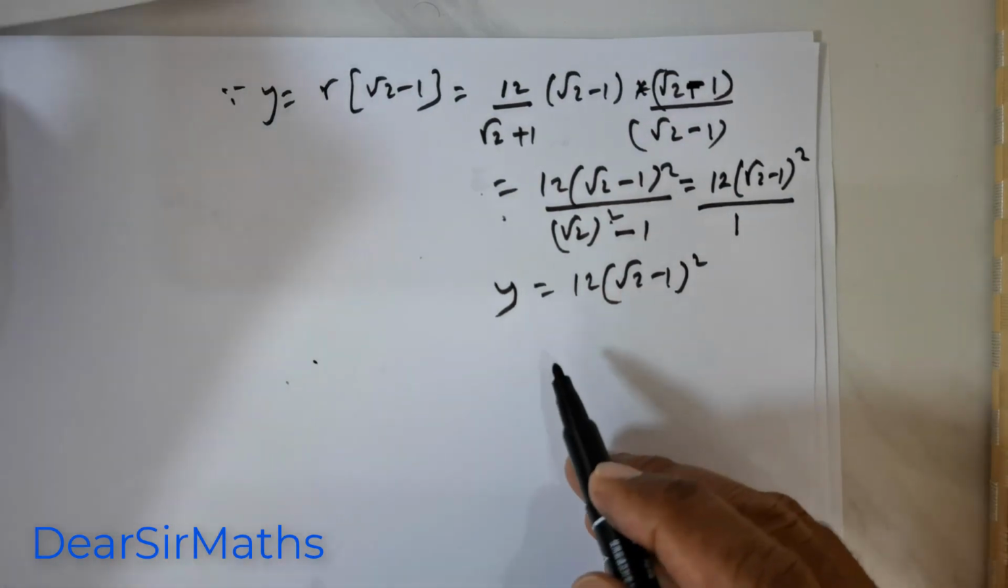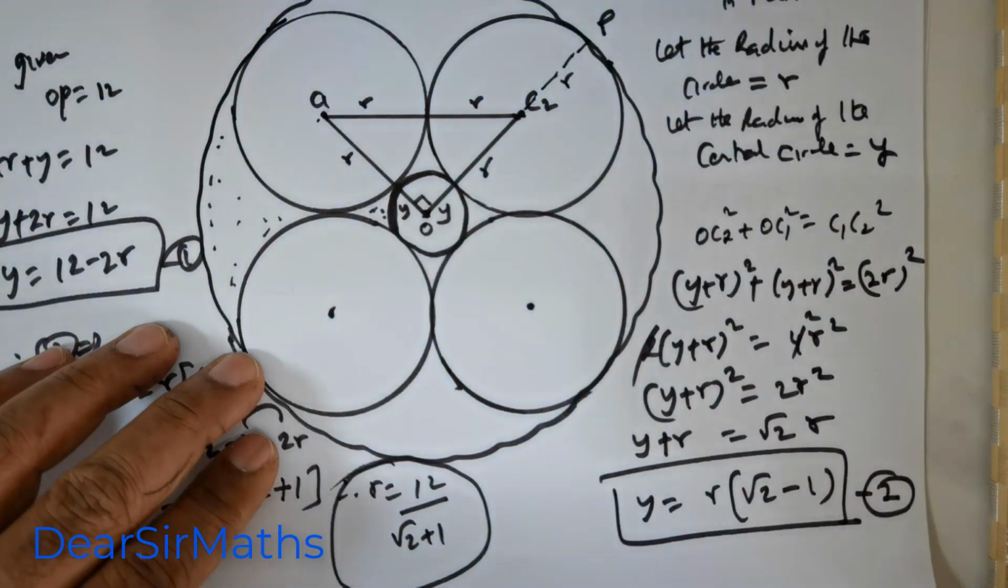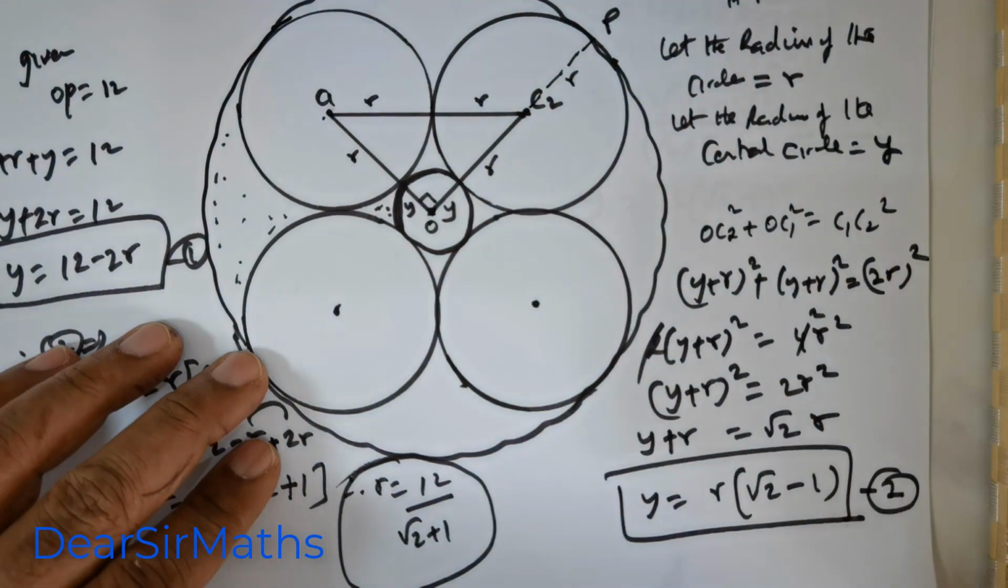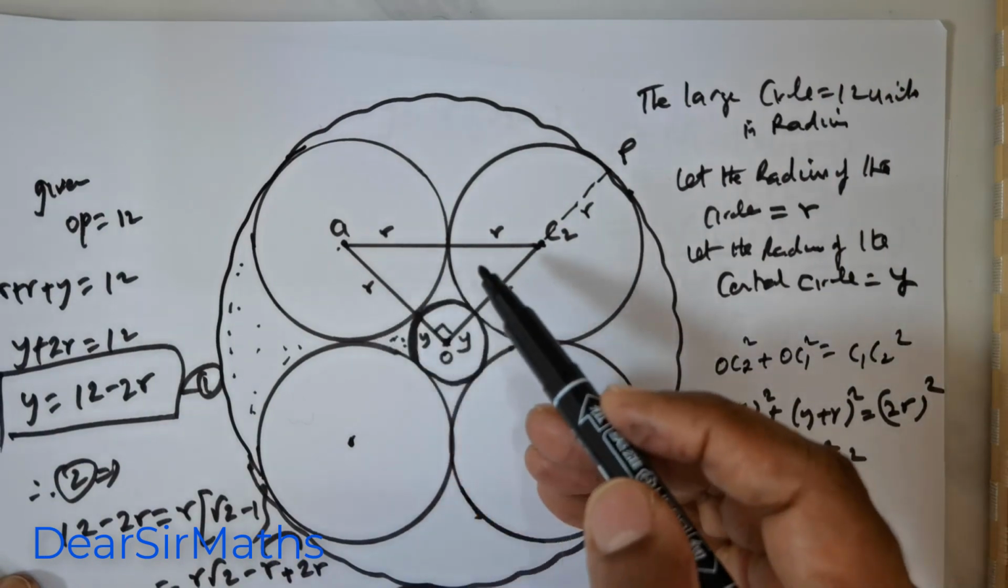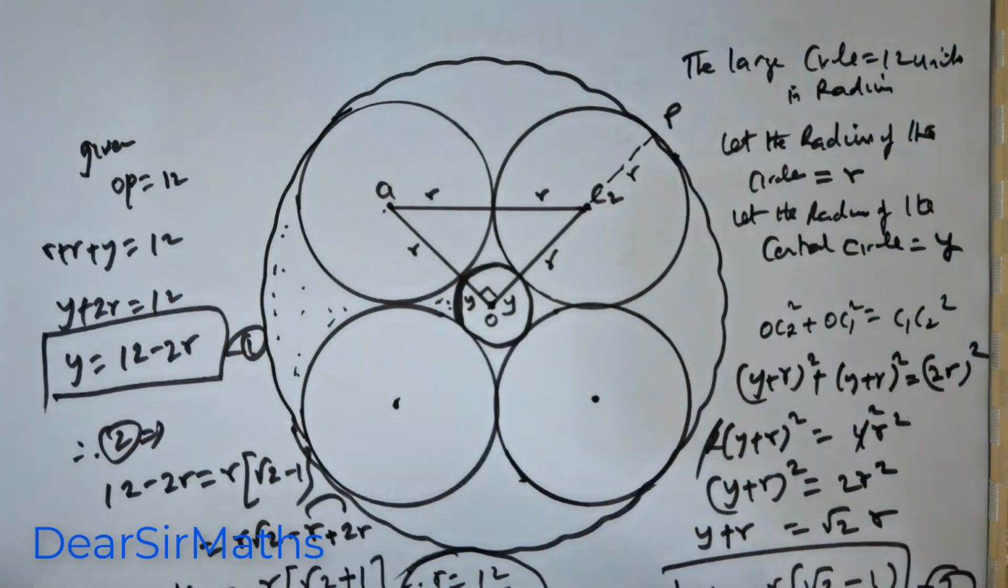This is the radius of the small circle, and we've got that. And we also got the radius of this circle, the medium circle. We've also got that. Now the question wants us to obtain this region. So how are we going to obtain this region? Let me show that to you.